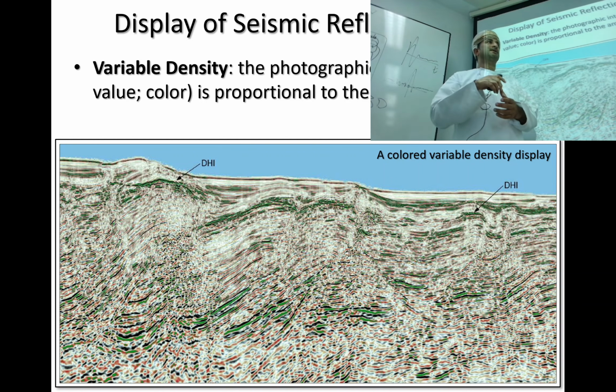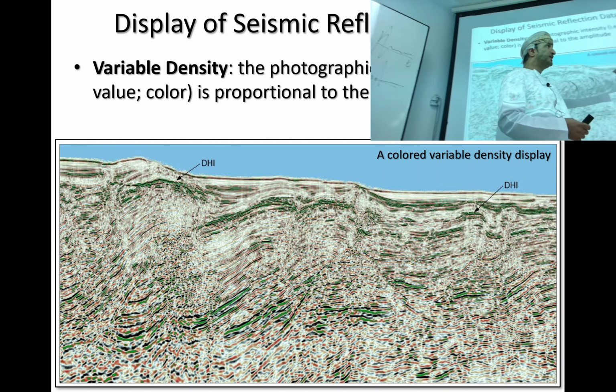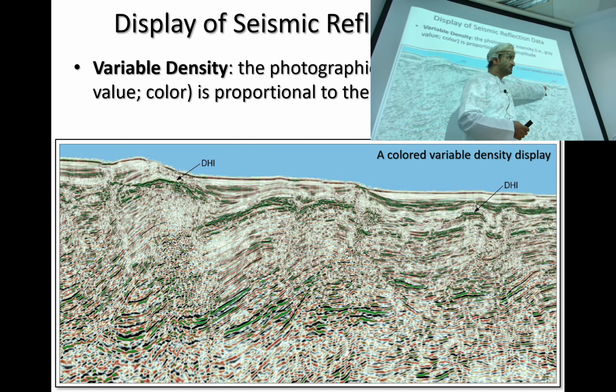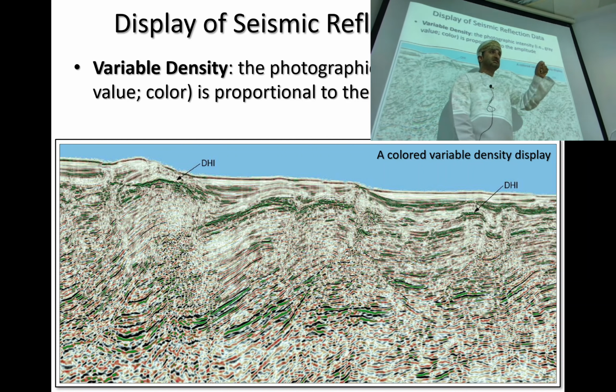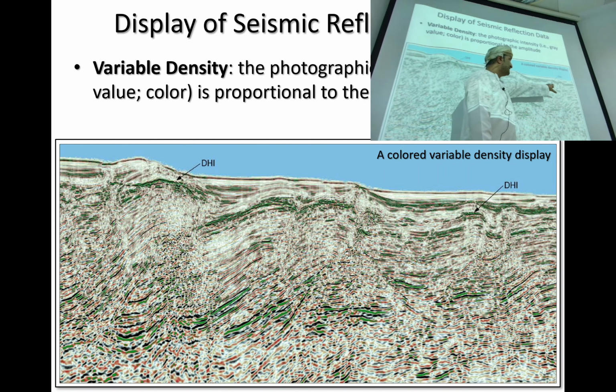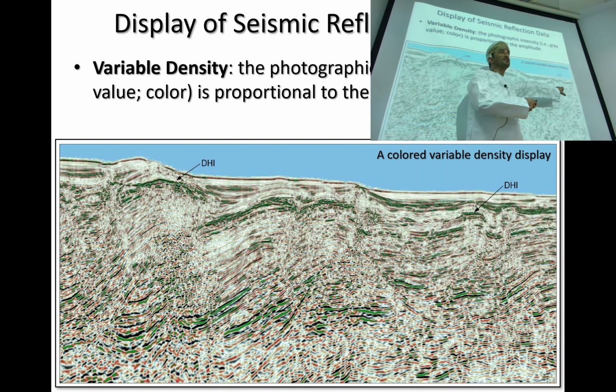Density. Yes, that's right, the difference in acoustic impedance between this rock and the one below is very high. The difference in acoustic impedance is basically the product of density times velocity. So the reflectivity series is large.